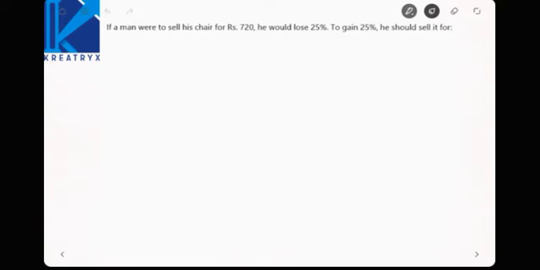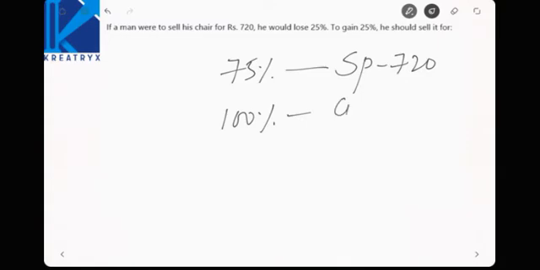Now see here, if a man were to sell his chair for rupees 720, he would lose 25%. So he sold his chair for 720 rupees, it seems. So selling price is 720, and this is nothing but equal to what percentage? 75%, because he lost 25% on it. Now find out 100% value, that will be the cost price, right? Now what is the cost price here? 720 into 100 divided by 75 is nothing but equal to 960, right? Now the cost price is 960.